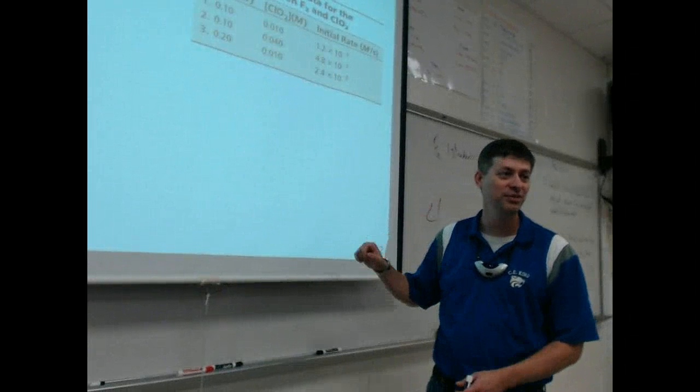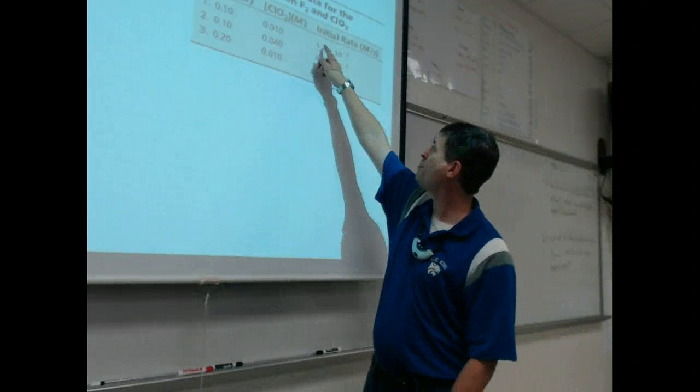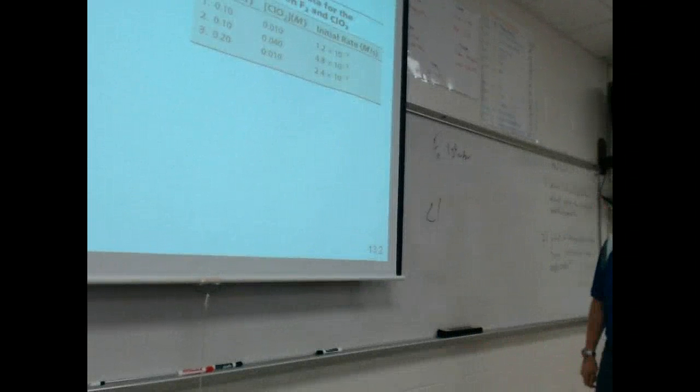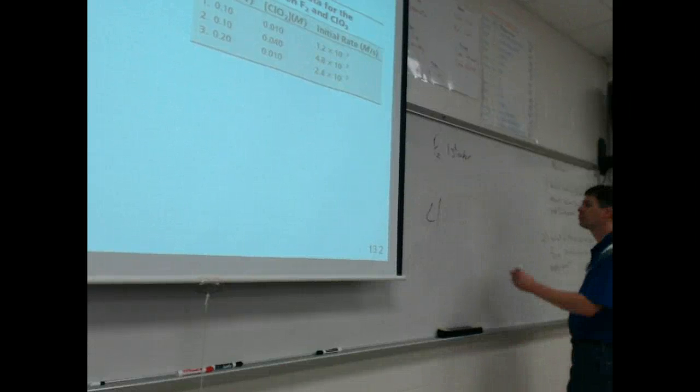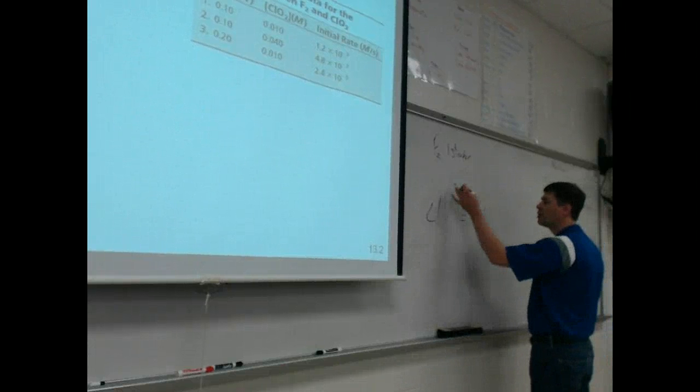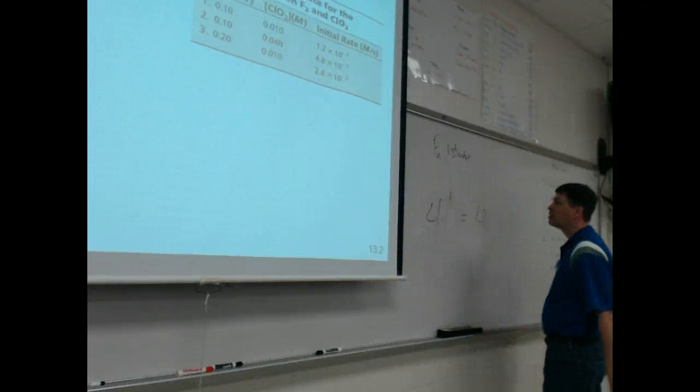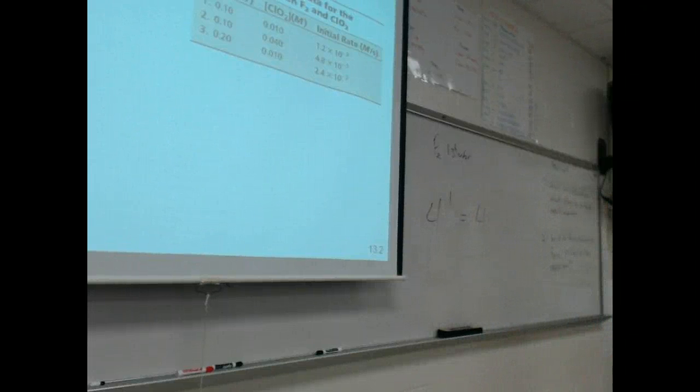What happened to my rate between 1 and 2? It quadrupled. So 4 to the what equals 4? So it's first order with respect to both reactants, isn't it? Yes. It's first order with respect to both reactants. Now I can write my rate expression.